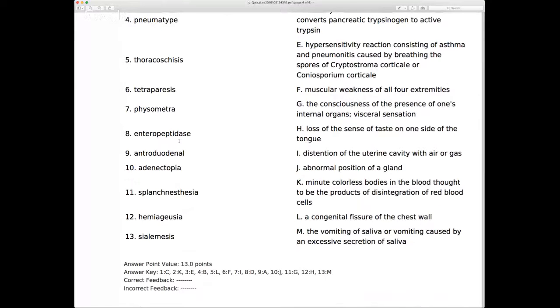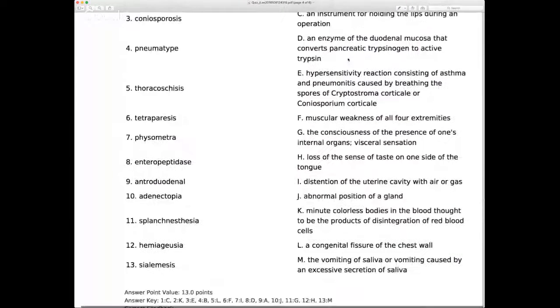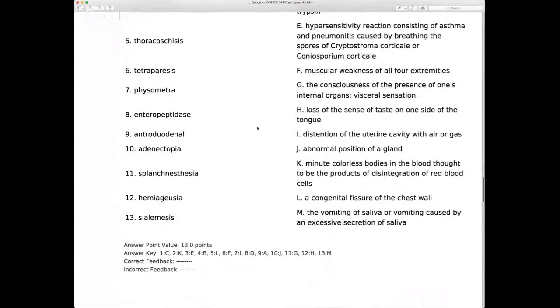Enteropeptidase, well, the ASE is always an ending for an enzyme. So you can read the whole question, or you can just notice that it's D and look at the whole long definition. Scissus, generally that's going to mean something that's split. So the answer for that one's definitely going to be a genital fissure of the chest wall or a split, etc.